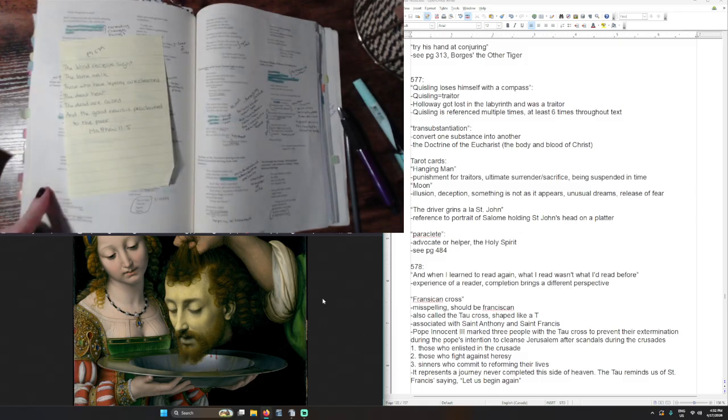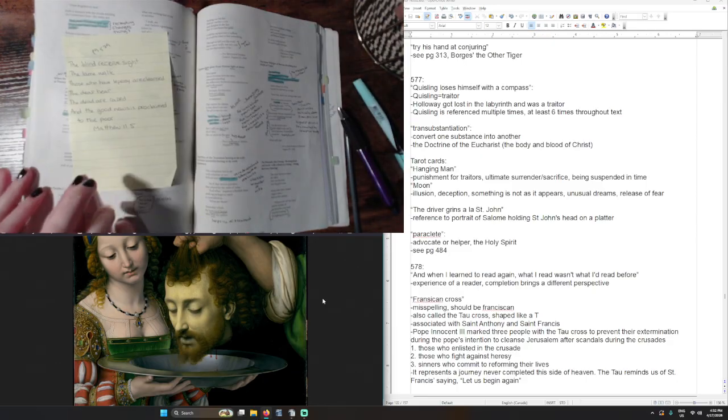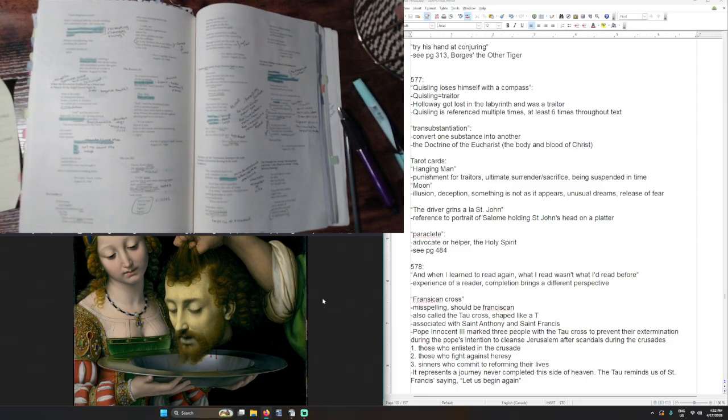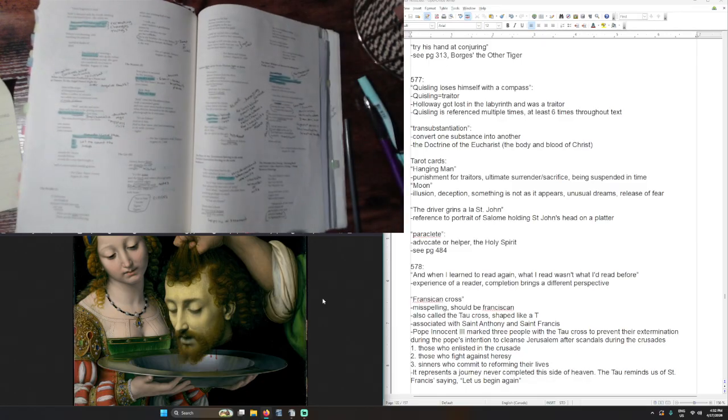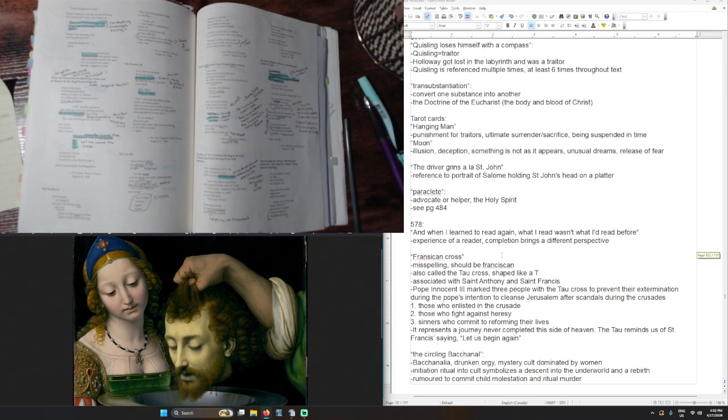Next page. This one off and then focus on this, please. Okay, hopefully that's focused. Okay, page 578.